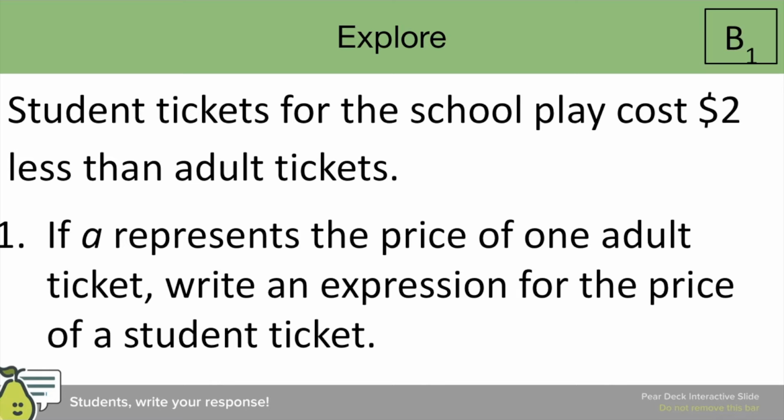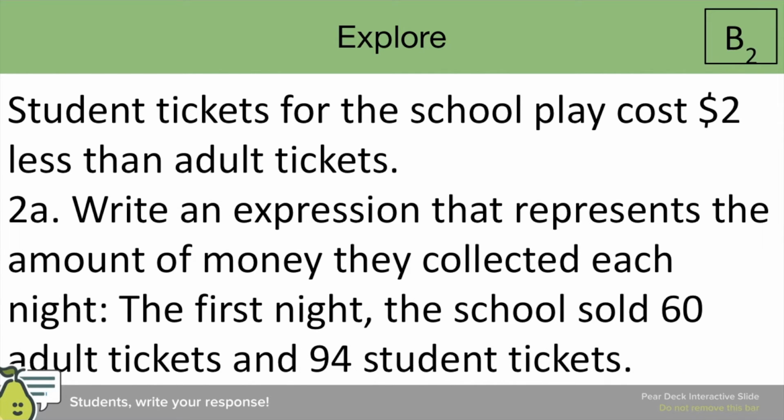Question 1 asks, if A represents the price of one adult ticket, write an expression for the price of a student ticket. So students should get A minus 2. A misconception that students may have is that they might write the expression for the cost of a student ticket as 2 minus A instead of A minus 2 because they confuse how to represent 2 less than a quantity. Provide these students with values for the price of an adult ticket and have them find the price of a student ticket. Help them see the structure of subtracting 2 from the cost of an adult ticket and not the other way around.